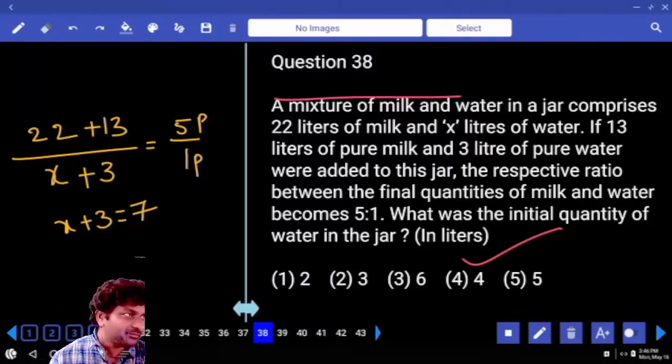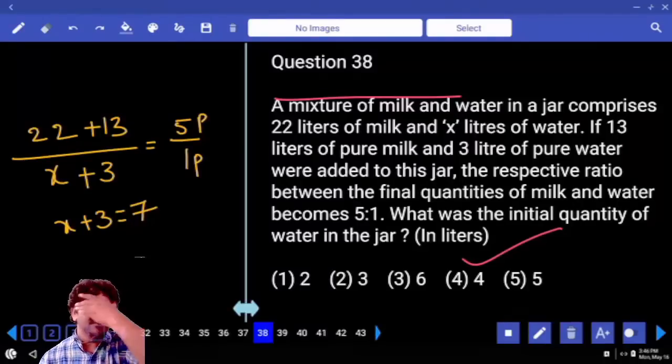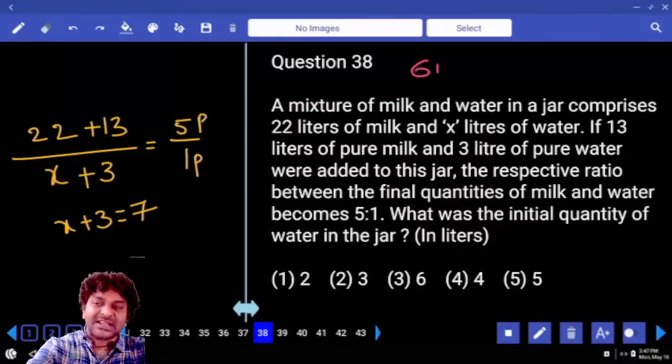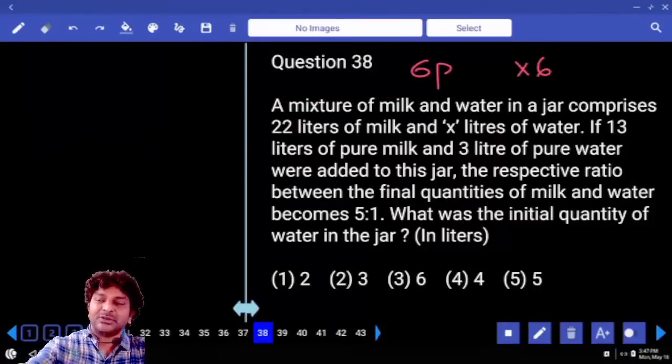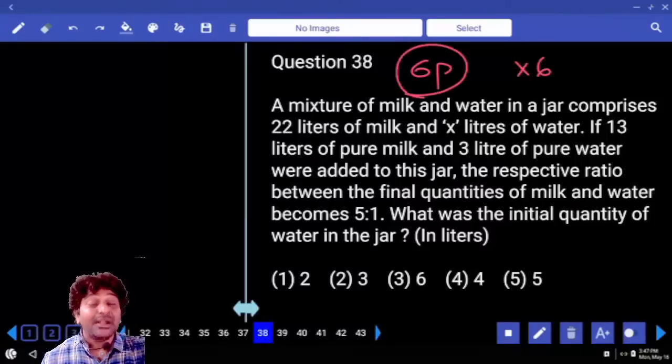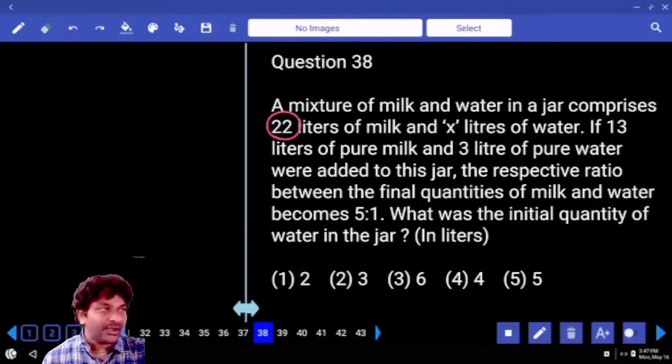This is one way. The other way is, finally, what is the ratio between milk and water, they said? 5:1. How many parts we have total? 6 parts, in the sense that should be a multiple of 6, right? Correct? Yes. So 6 parts is the quantity of both milk and water in the container. Agreed? How many liters of milk we have? 22. And how many liters of milk added?